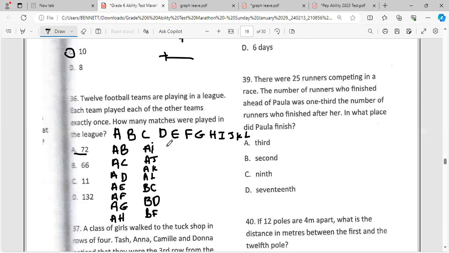Then you just add, going down. So it will be 11 first, plus 10 plus 9 plus 8 plus 7 plus 6 plus 5 plus 4, 3, 2, 1, right? So it's actually 66 when you add it.